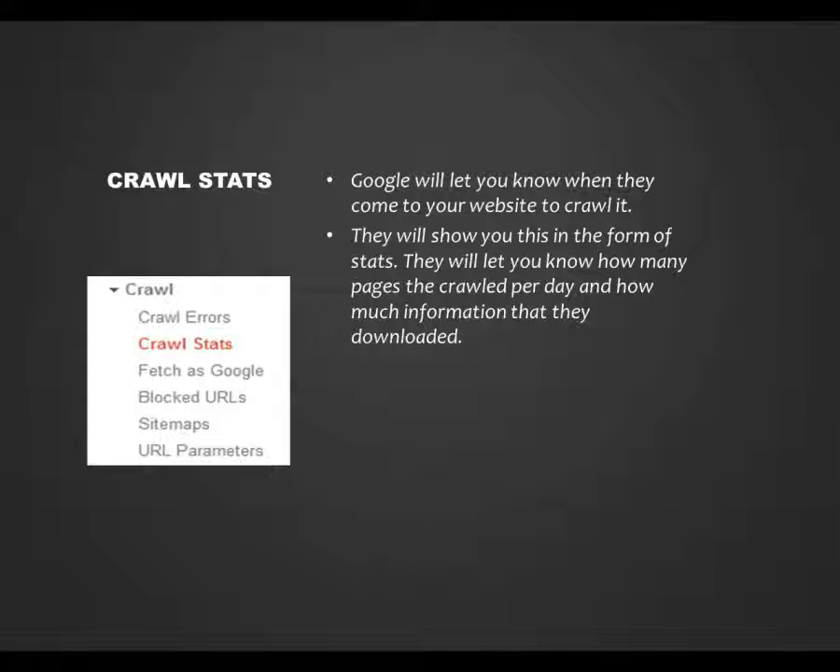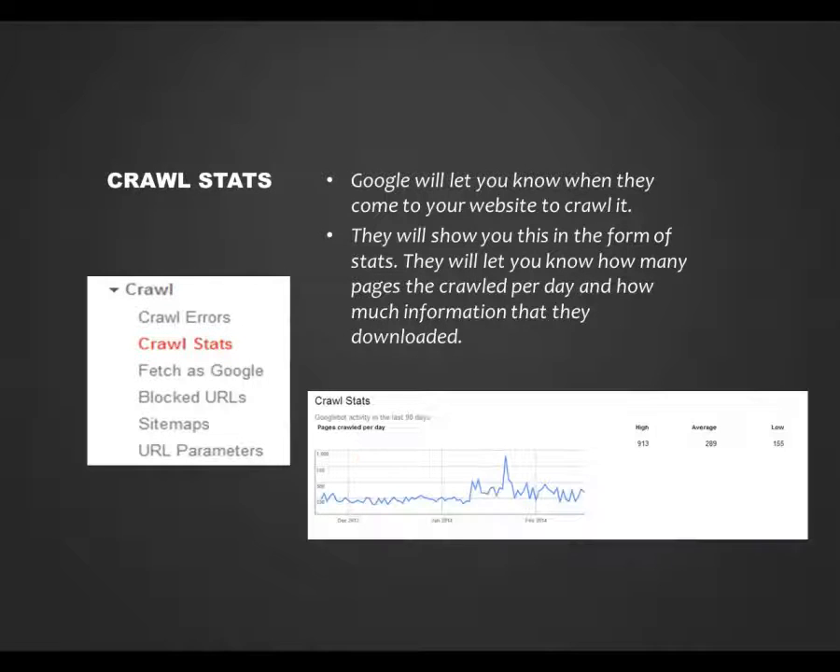Now, under crawl stats, Google will let you know when they come to your website and crawl it. They will show you this in the form of stats. They will let you know how many pages they crawled per day and how much information they downloaded. And it'll look like a little graph like this.